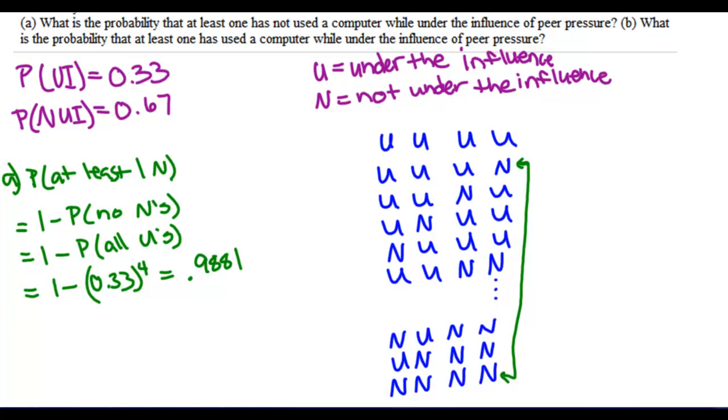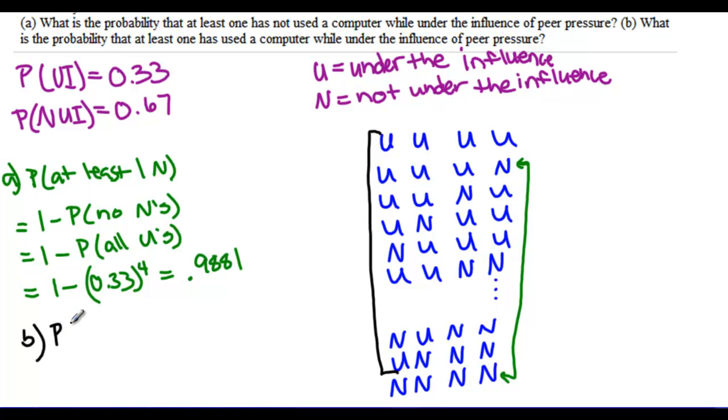And then for B, it's asking us, what's the probability that at least one has used a computer while under the influence of peer pressure? So we're looking for at least one U. Well, the U's start here, and they're going to continue all the way up. So all of these have at least one U in them. So the complement of that would be these N's.